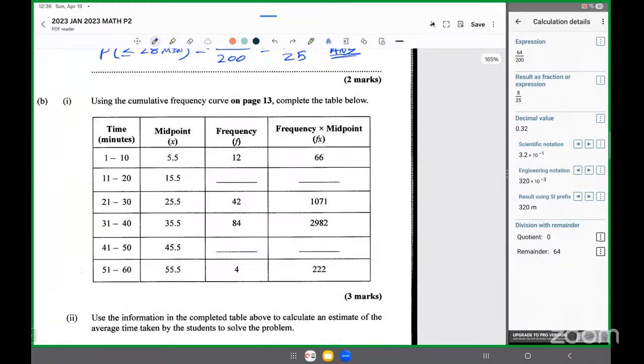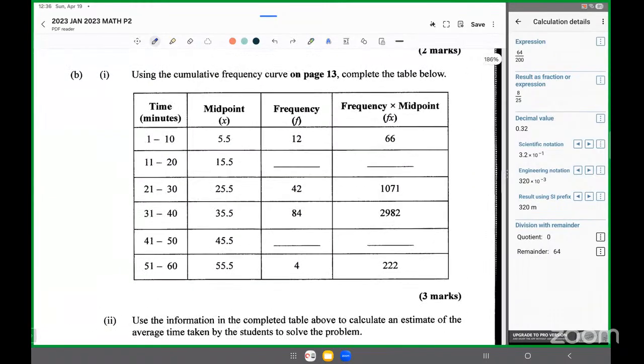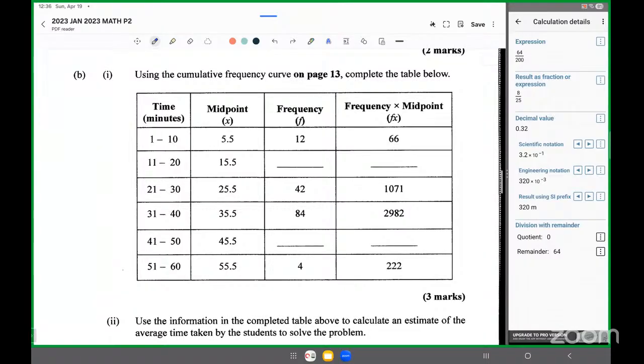Next question says, using the cumulative frequency curve on page 13, complete the table. So we need to fill out these cells. We need the frequency here, in other words, how many students are in this interval. This is the interval between 10 and 20, because the graph goes from boundary value to boundary value.